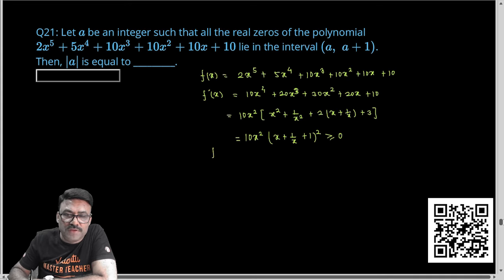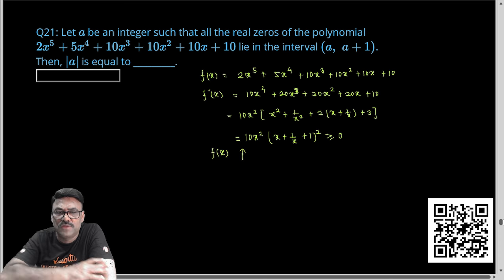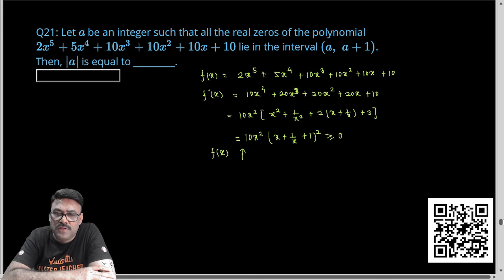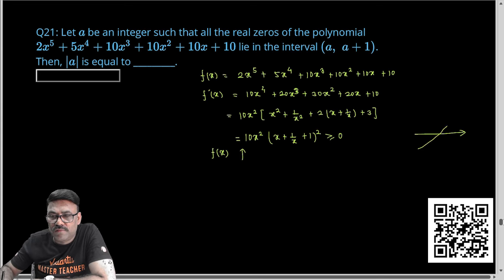So that means your function f(x) is an increasing function. Derivative is always positive, except 0. At 0, derivative is 0, otherwise derivative is positive. And since function is continuously increasing, it cannot intersect the x-axis more than once. So graph of f(x) will intersect the x-axis at exactly one point. So there will be only one real root.